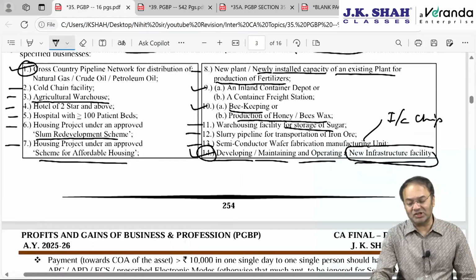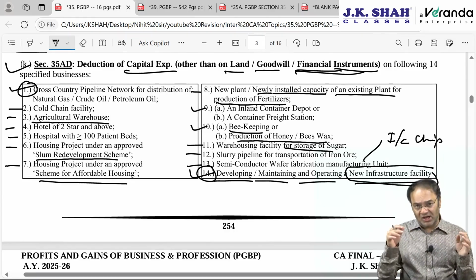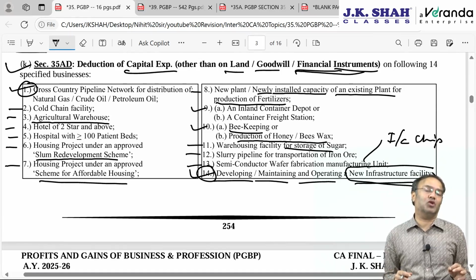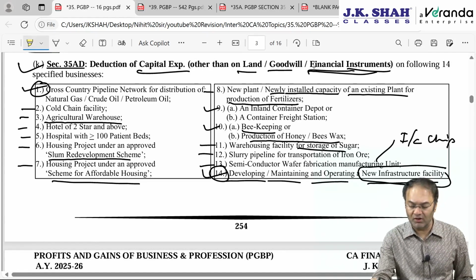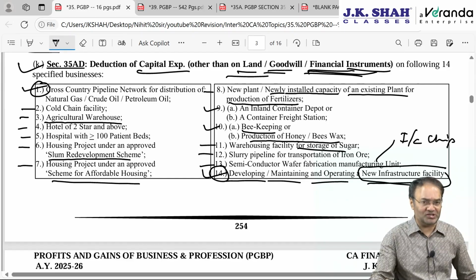Okay, these 14 businesses, you don't have to memorize all of them, you just have to remember them on an overall basis. In exam, they won't ask you a theory question asking you to describe all the 14 businesses. You just need to remember 3 prohibited assets: land, goodwill, financial instrument. And you also need to remember on an overall basis these 14 businesses.